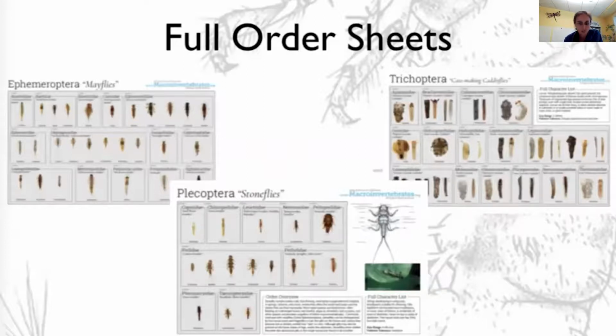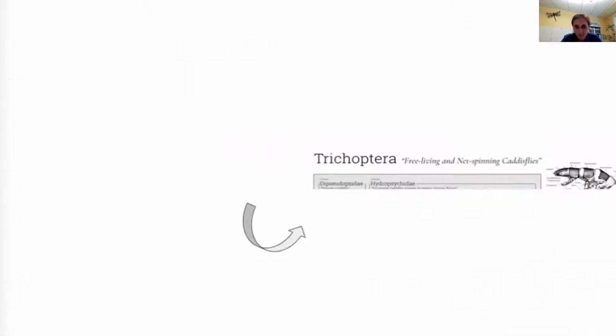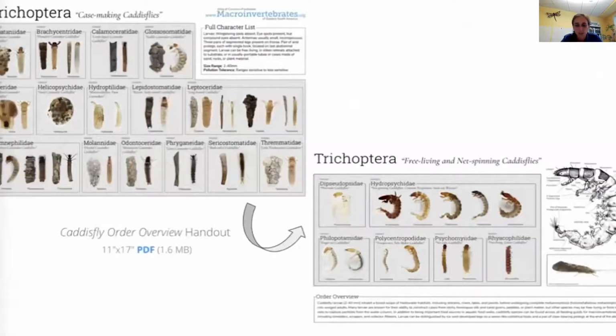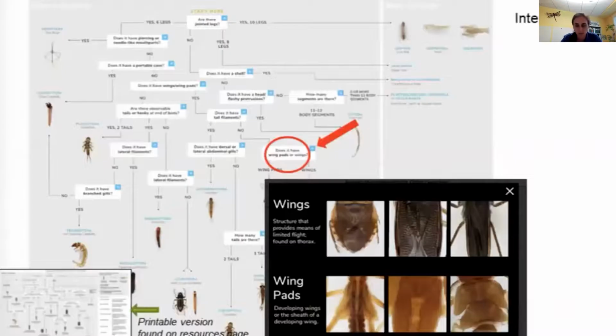We also have pictures of adults, and then we broke up the caddisflies into the ones that make cases, the ones that are free living, and ones that spin nets. So these are great to print out. We laminate them and have them. And we have specialized order focused workshops, but we also have ones where it's just really nice for someone to see all of them in one gallery, one place.